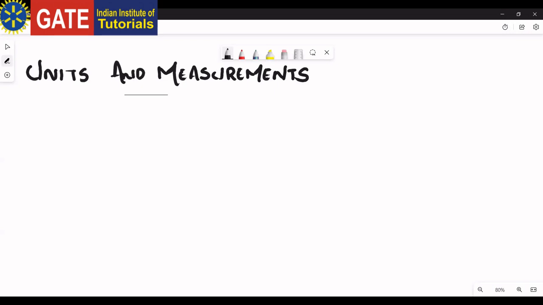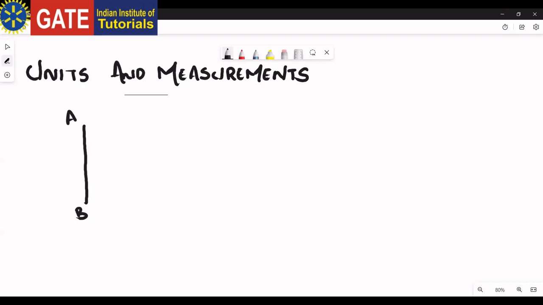What is a unit? See, if you are asked to measure the length of a table, or simply a line is given to you. The line's name is AB, and you are asked to find the length of this line. What will you do? You'll use a scale, right? You'll use a scale or some other device like a tape to measure the length of the line.